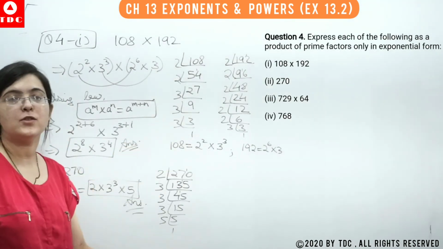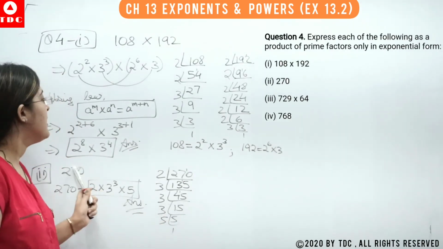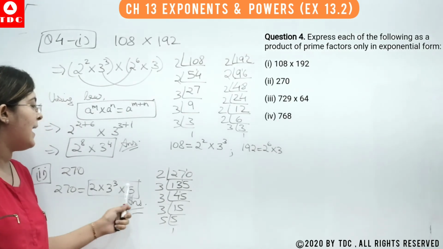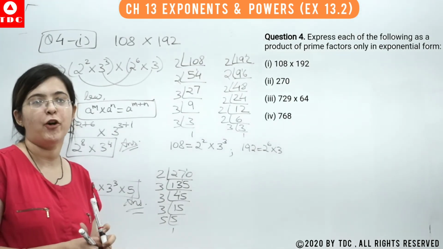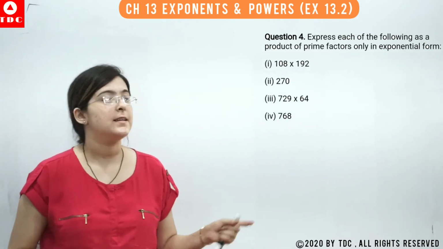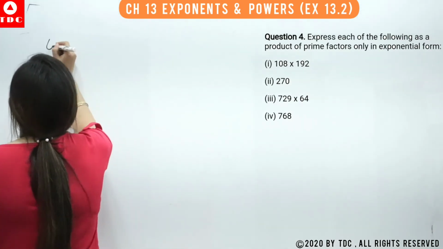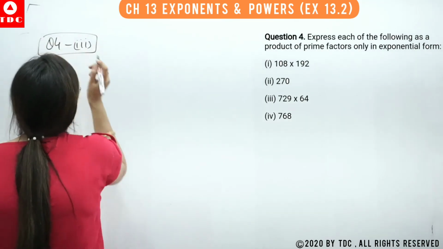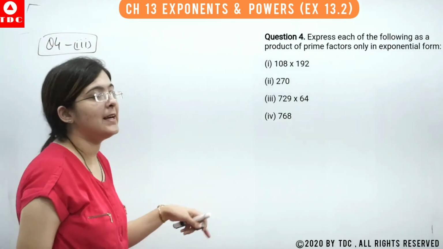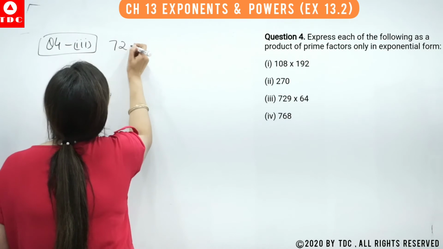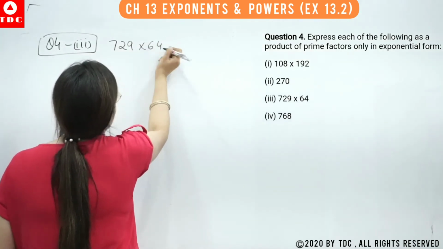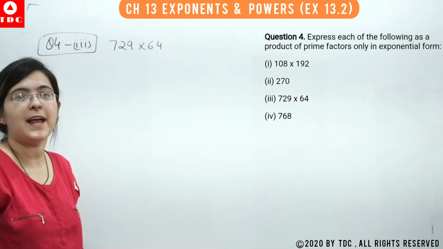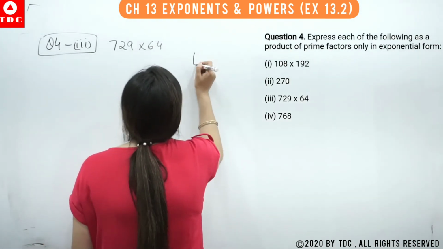Okay, like this you have to solve all the questions by simplifying it in the form of its prime factors and writing it in the exponential form. See the third part now. The third part is given as 729 into 64. Okay, that means again we have to prime factorize 729 and 64. Let's see.